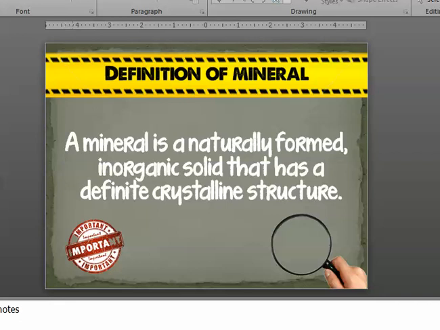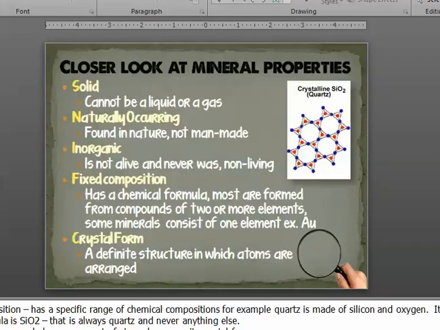And so you should have a mineral is a naturally formed, inorganic solid that has a definite crystalline structure. So all of these things have to have happened for it to be a mineral. It has to be a solid. So that means it cannot be a liquid or a gas. It has to be naturally occurring, found in nature, not man-made. Inorganic, make sure that you read carefully, not organic, but inorganic, which means that it was never alive. It has to have a fixed chemical composition, and it has a crystalline structure or a crystal form. So it has a definite structure in which its atoms are arranged. So that is the definition of a mineral.